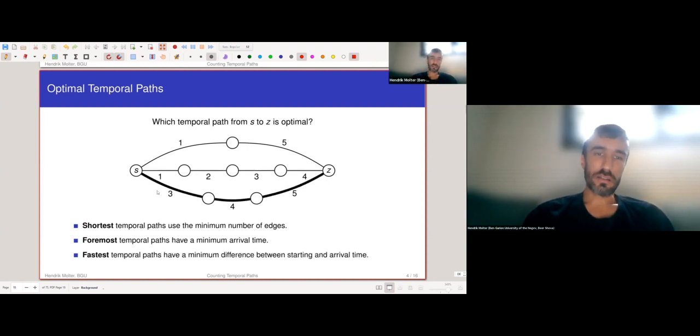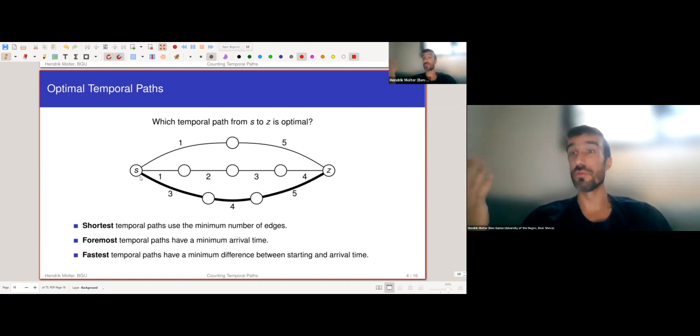But then the lowest one has the shortest transition time. So we disregard how long we wait in the very first vertex, because we assume that we could just go to the train station later. And then the difference between the first label and the last label, so the time that we start and the time that we arrive, is minimum in the fastest temporal path.